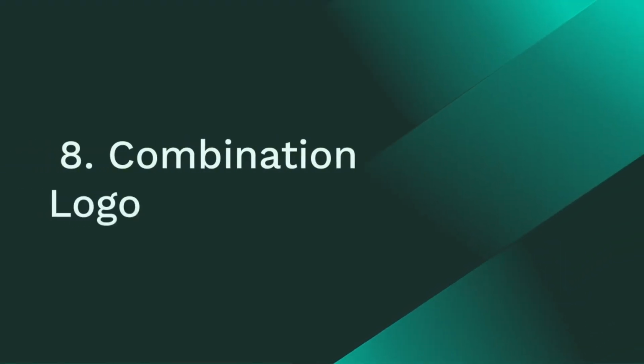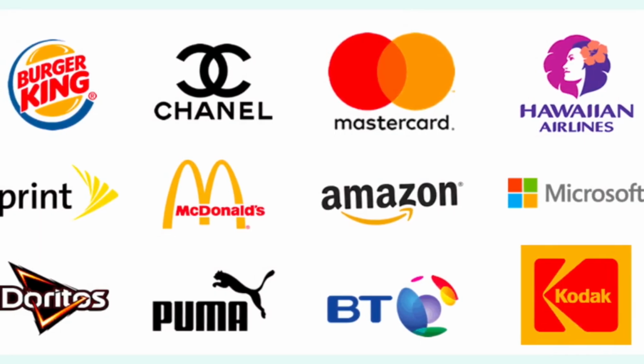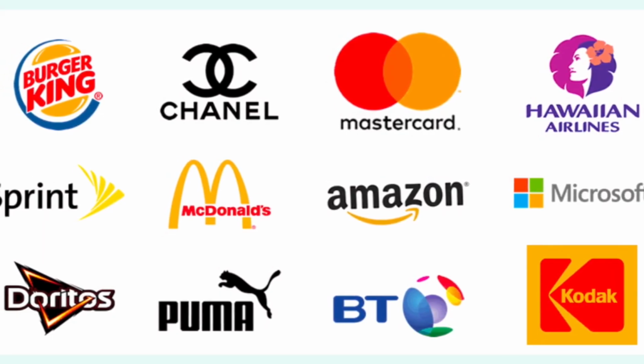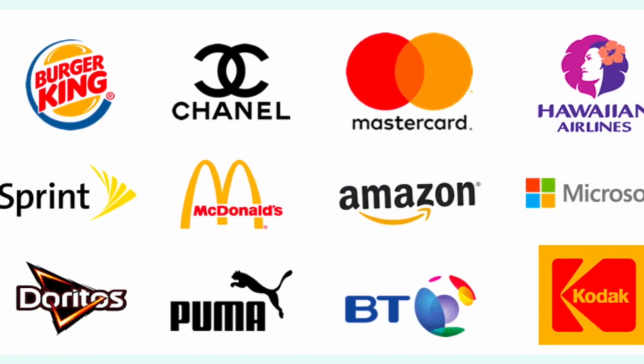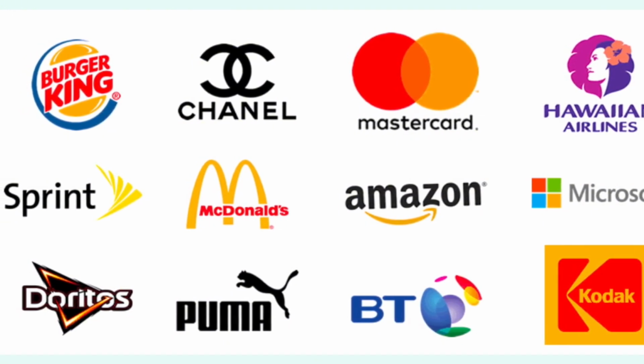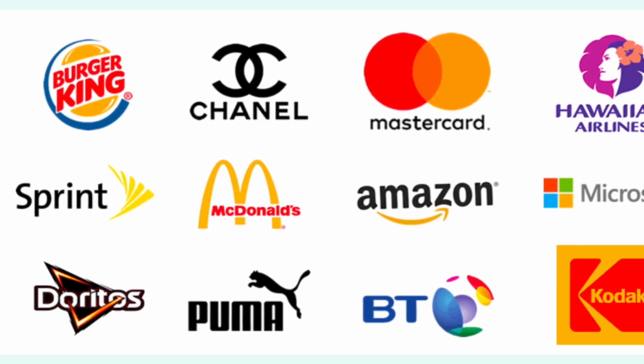8. Combination logo. A combination logo is a logo that combines both text or words, like the brand's name, and a picture or symbol together. Examples are displayed. We have Adidas, Puma, and the likes. This type of logo gives you the best of both worlds. People can recognize the symbol, and they can also see the brand name.